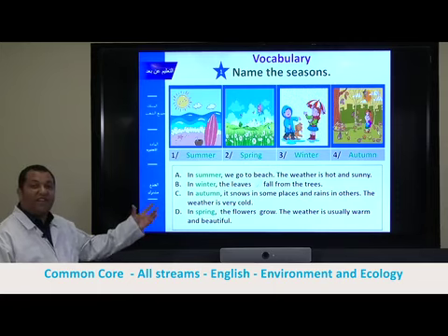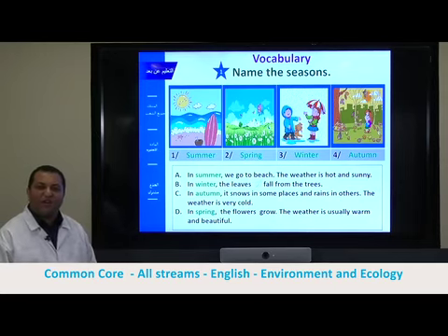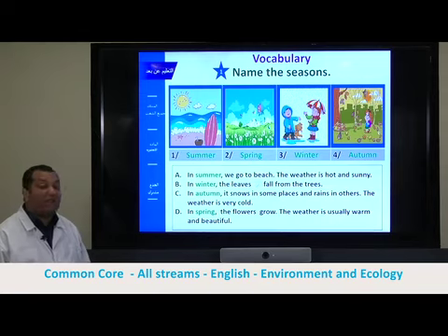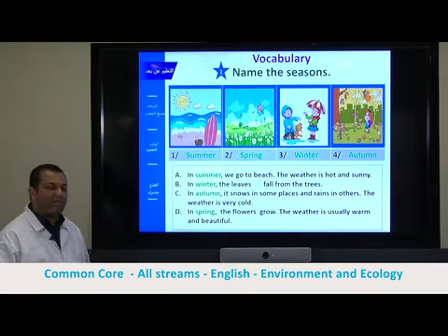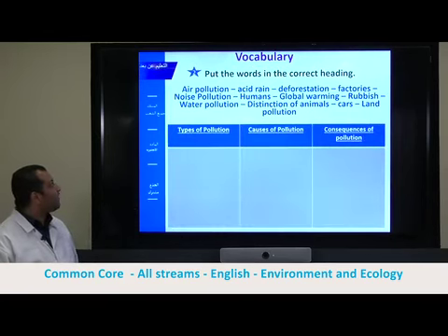Now, you can even write about your favorite season. Take your copybook and you can write about your favorite season and why, and what activities you do in your favorite season. Let's move on to the next vocabulary exercise.